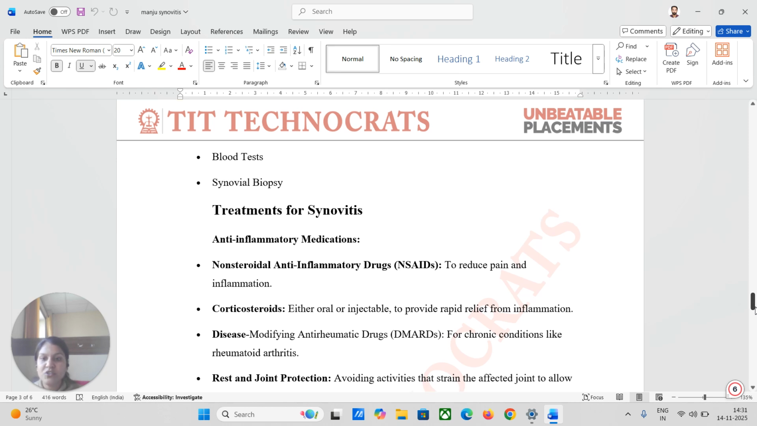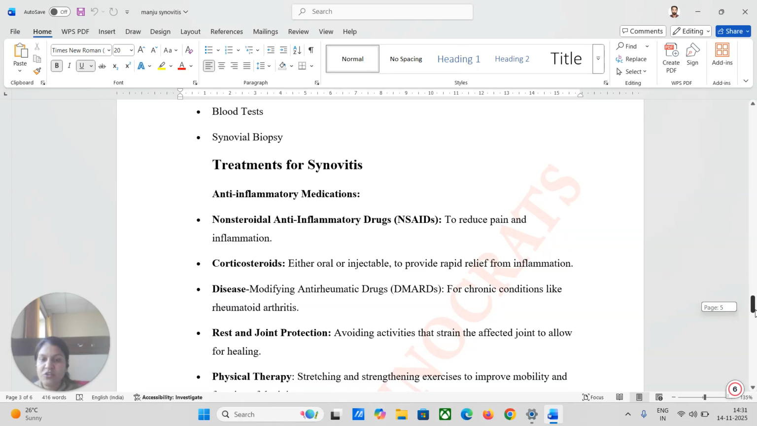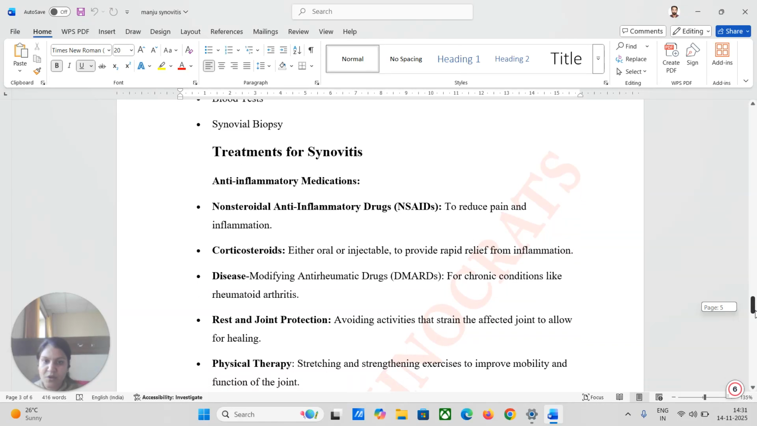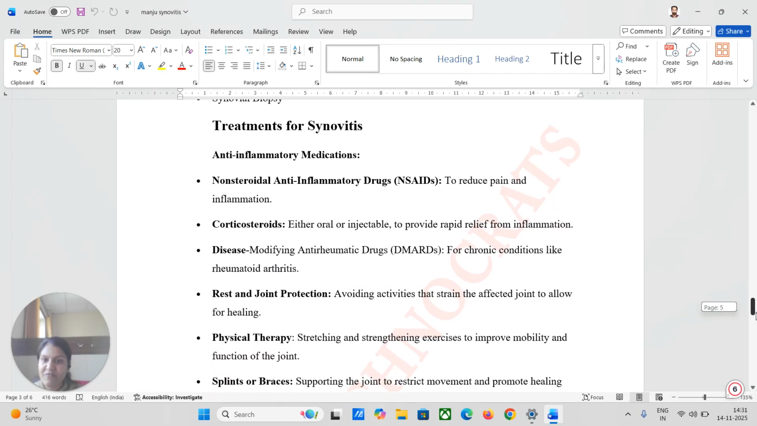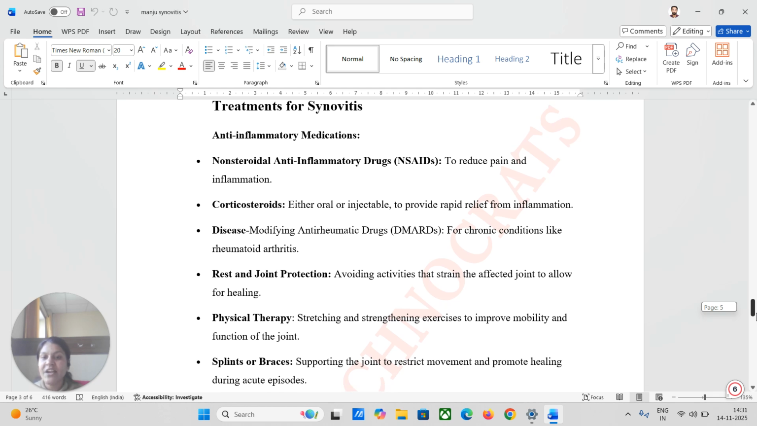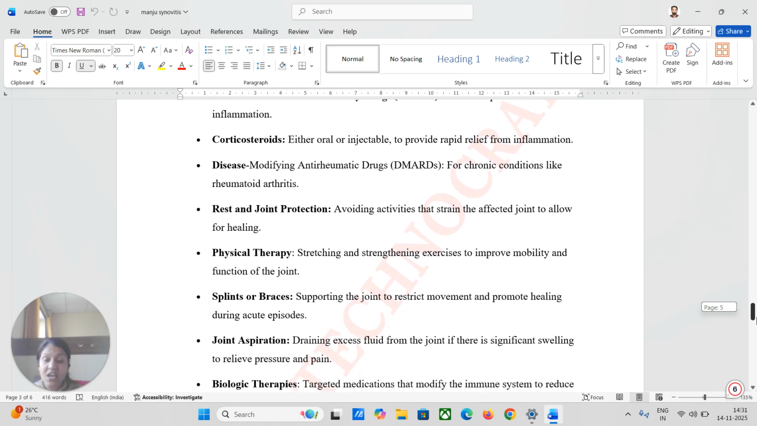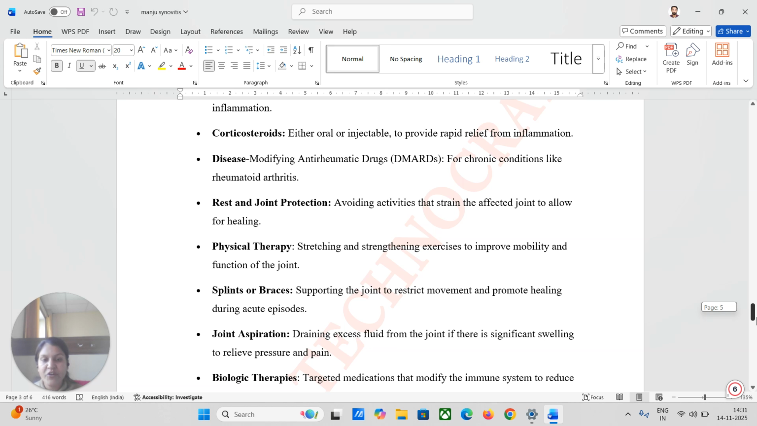Then next, corticosteroids used either orally or by injection to provide rapid relief from the inflammation. Then disease-modifying anti-rheumatic drugs for chronic conditions like rheumatoid arthritis. Rest and joint protection to avoid activities that strain the affected joint to allow for healing.